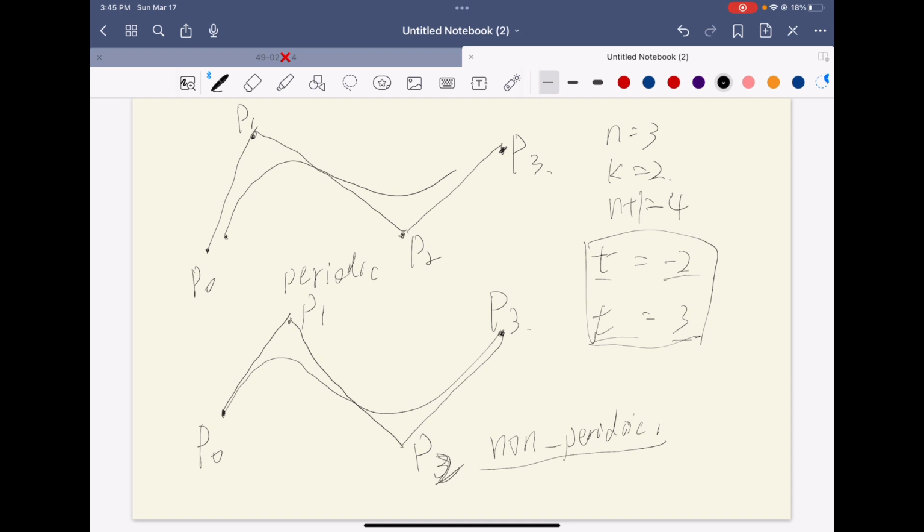In the actual CAD software, non-periodic knots are used most of the time.